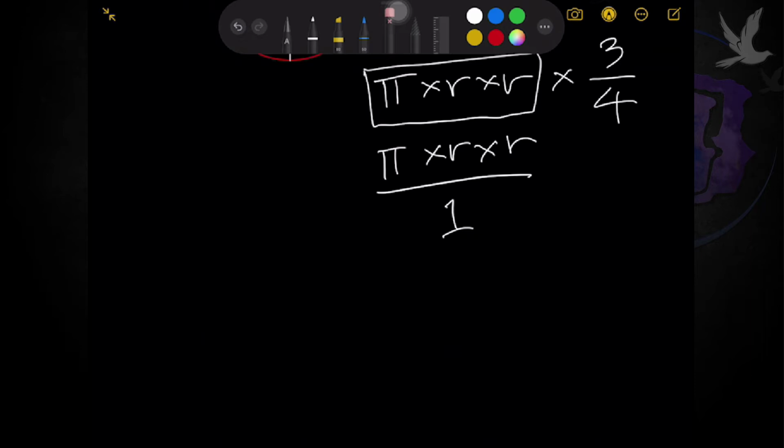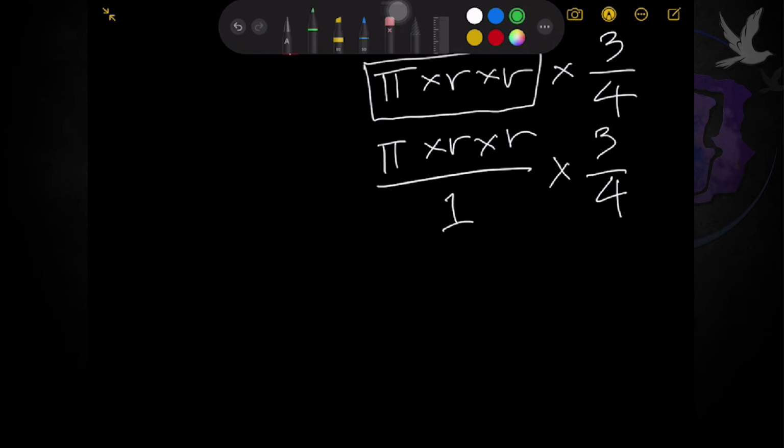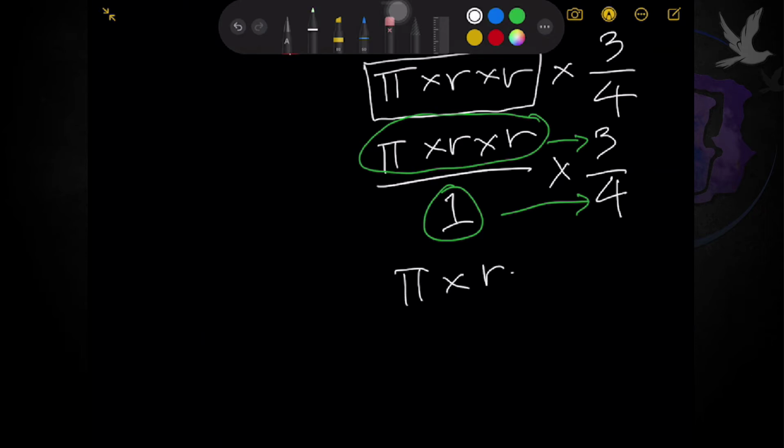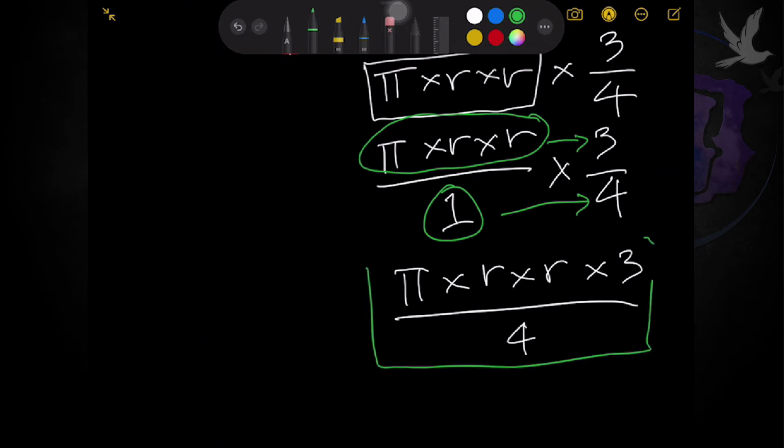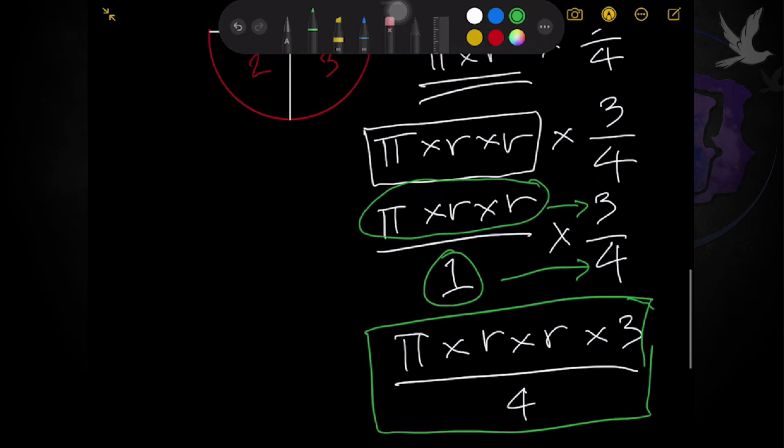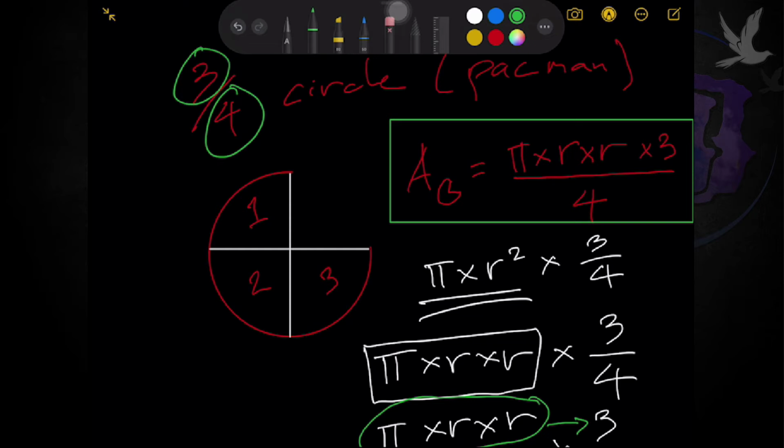And multiply it by 3/4. Which means we take pi times r squared multiplied by 3 and 1 multiplied to 4. So that becomes pi times r squared times 3 over 4 times 1 is 4. So this is where we got our equation earlier. Okay, klaro? I hope that's clear.